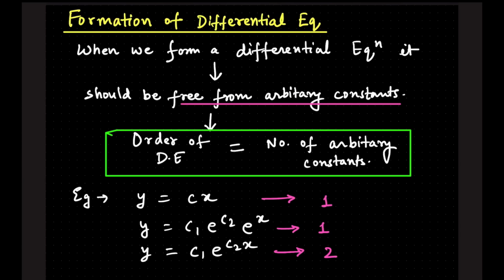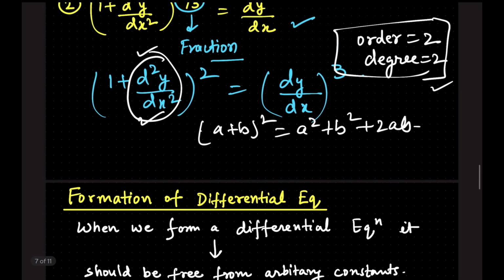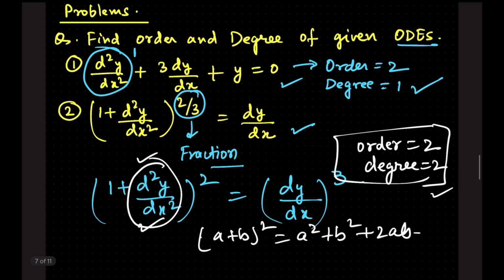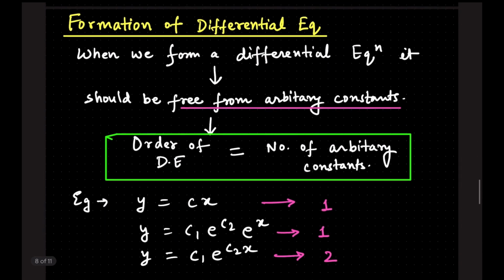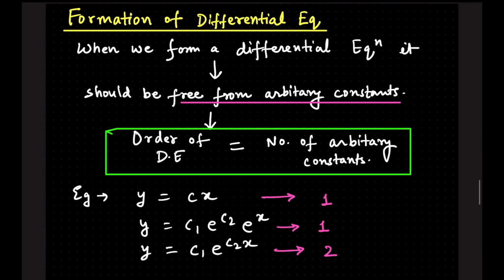Okay, so earlier we saw how to find out the order and degree of a differential equation. So now let's see how to form a differential equation. Whenever we form a differential equation, we should keep in mind that it should be free from the arbitrary constants. So what does it mean? For example, you need to keep this in mind. Here, the order of the differential equation is always equal to the number of arbitrary constants.